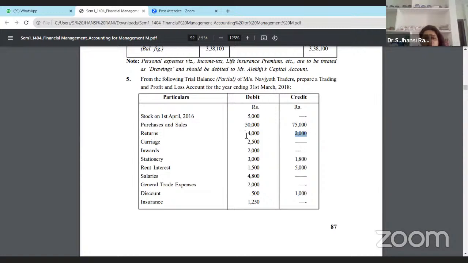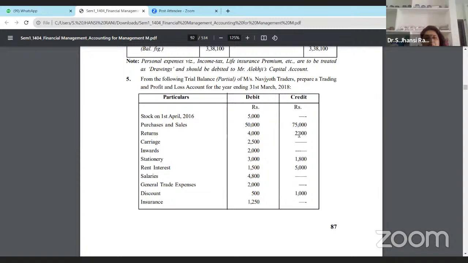Then 4,000 is given in the debit column. This return is nothing but sales returns. How to understand this? Whenever goods are sold to customers, say I sold goods to X, now he is returning goods back to me. It means whatever I sold him is given back, so they are coming back into the business. Debit what comes in. So the goods are coming in, this is debited. So this 4,000 is nothing but sales returns.